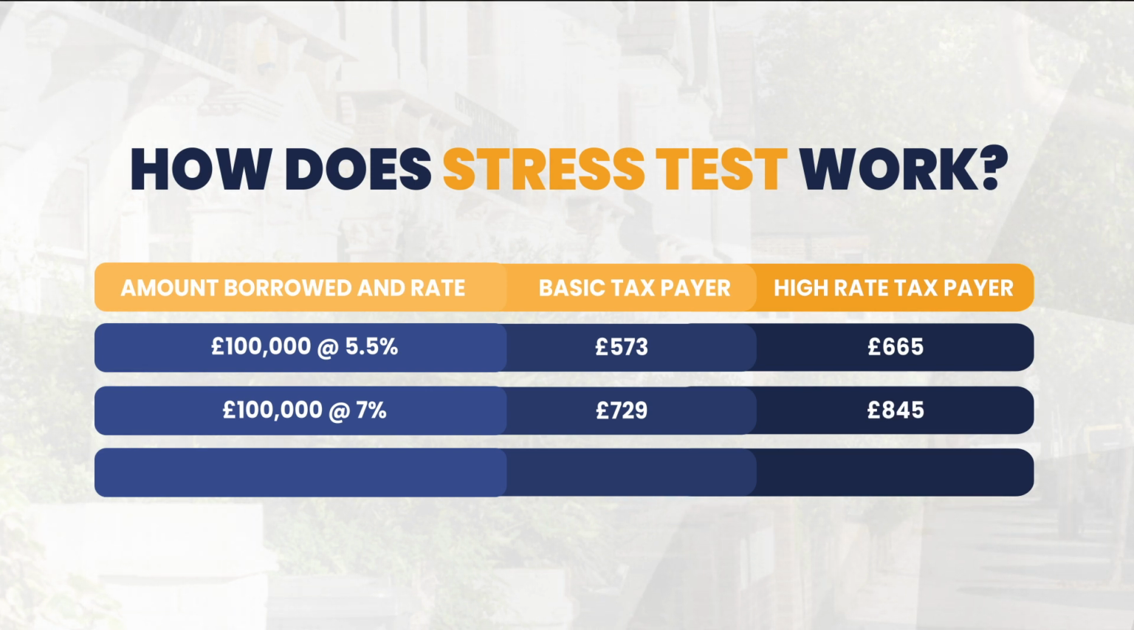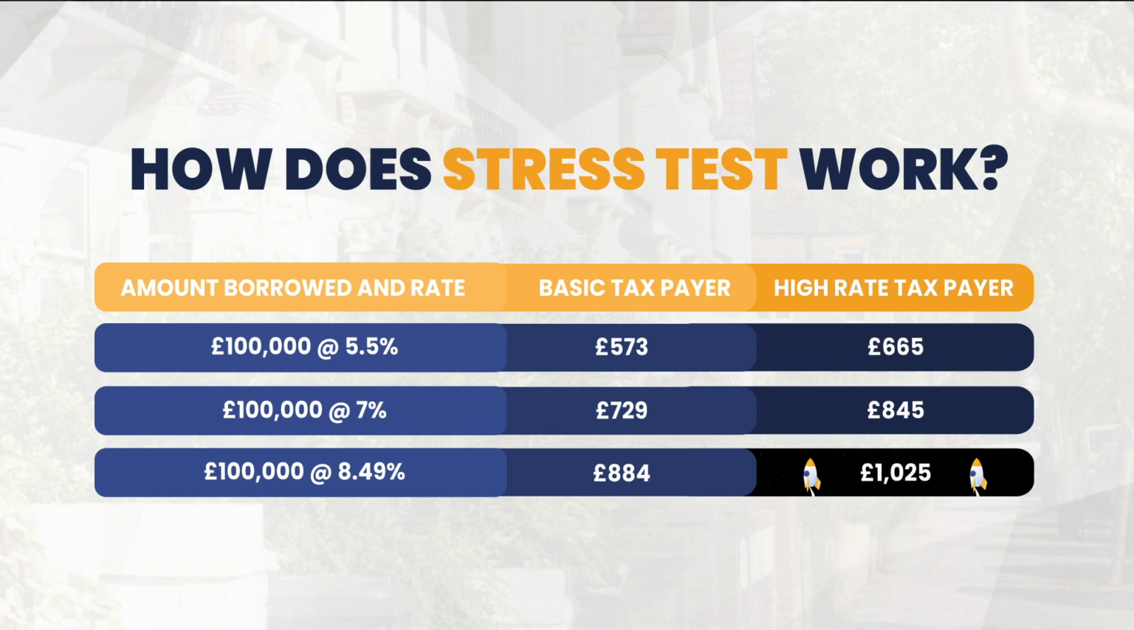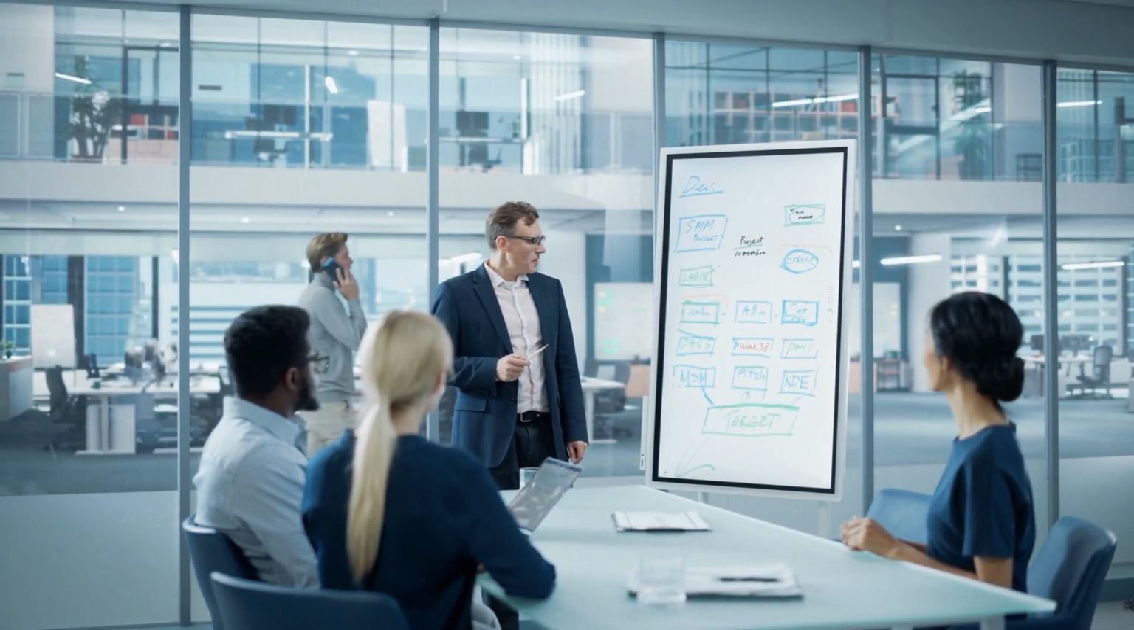Let's look at the extreme case, because there is one bank who stress tests you at 8.49%. If you go to that bank, a basic rate taxpayer is expected to earn rental income of £884 on 100,000. But a higher rate taxpayer is expected to earn £1,025. That's a massive jump from £665 in the past. So it's very important to understand what your options are. Therefore, let's look at some strategies that you might follow in order to make things a little bit easier for yourselves.